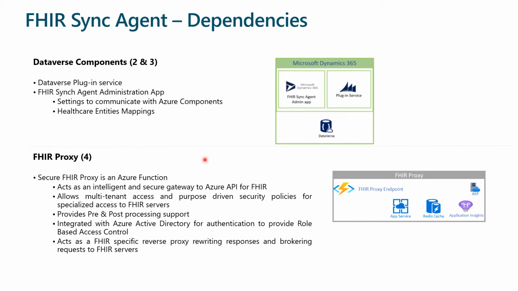Next, we have a FHIR proxy. FHIR proxy is an Azure function and acts as an intelligent and secure gateway to Azure API for FHIR. It also has support for pre and post processing. It is integrated with the Azure Active Directory for authentication to provide the RBAC, and acts as a FHIR-specific reverse proxy in rewriting responses and brokering requests to FHIR servers as well. So if you look at the components, it's an Azure function with its own app service and app service plan along with the application insights.